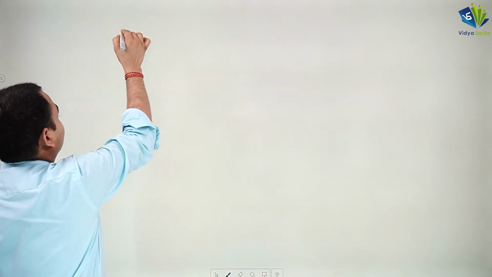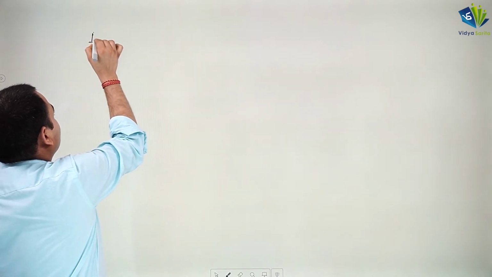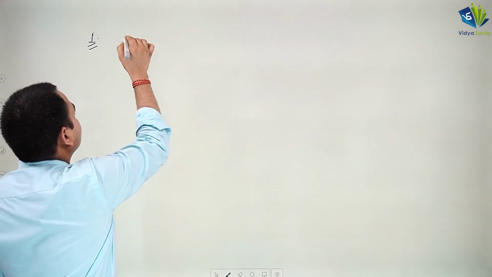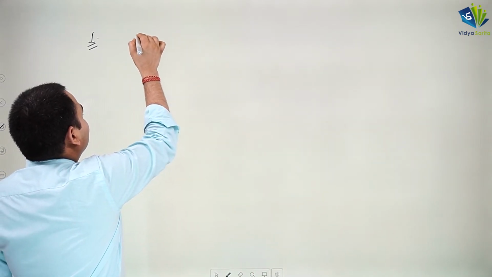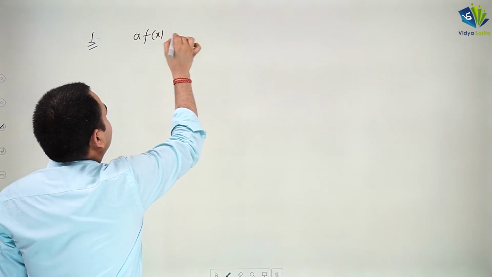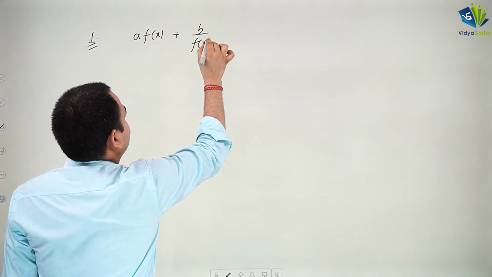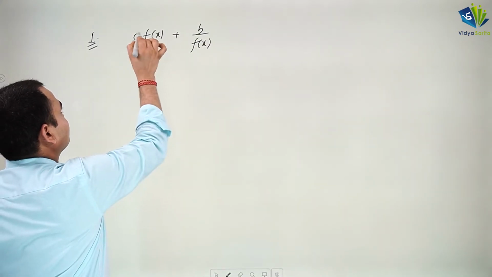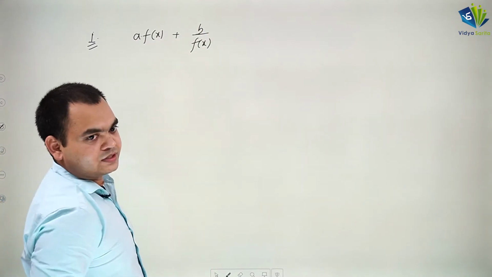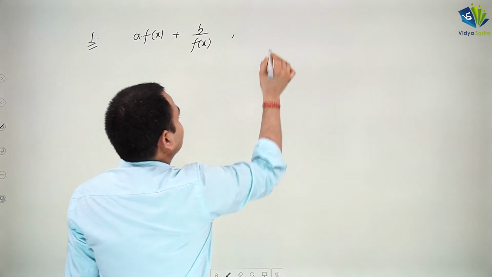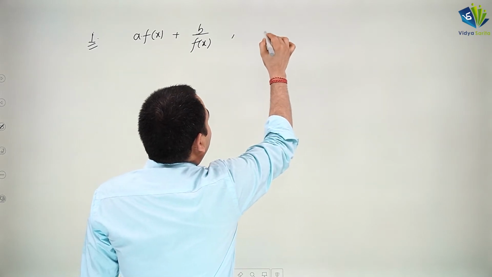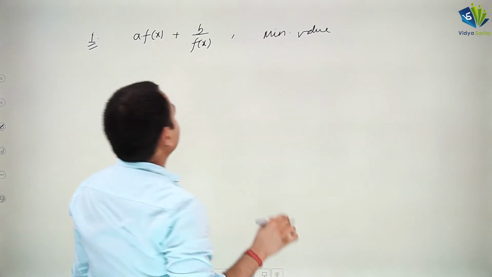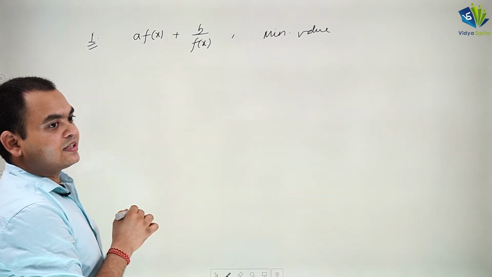First point, where do we apply it? Suppose someone is asking us, this type of function is given, a times f of x plus b upon f of x, and they ask us to calculate the minimum value. Then we use this AM ≥ GM.